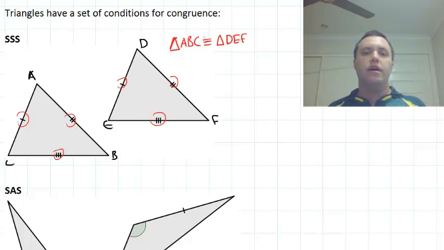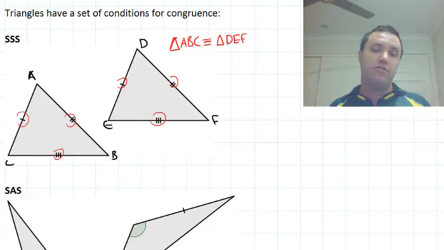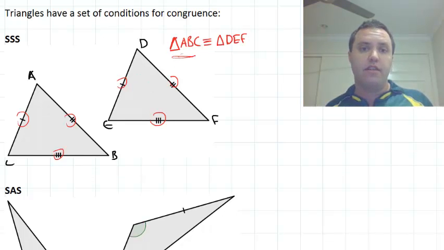The triple equal sign here means congruent to, and this, you might remember from previous years, is how you write a triangle in mathematics using the points.